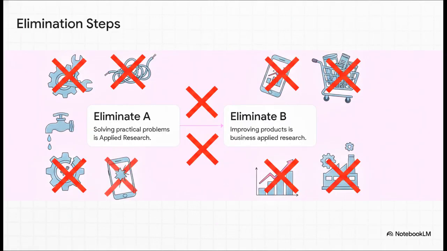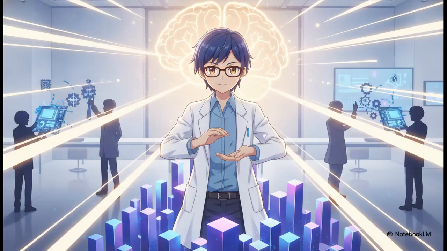We can immediately eliminate option A, solving immediate, practical problems. That is literally the definition of applied research, not basic research. And by that exact same logic, we have to toss out option B. Improving commercial products is highly specific, practical, business applied research. Basic research just isn't about immediate commercial utility. So, the true purpose of basic research is C, to advance knowledge. It's all about building that fundamental theoretical foundation that the applied researchers are going to use later on to solve those practical problems. Great job if you used logical deduction to land on C.